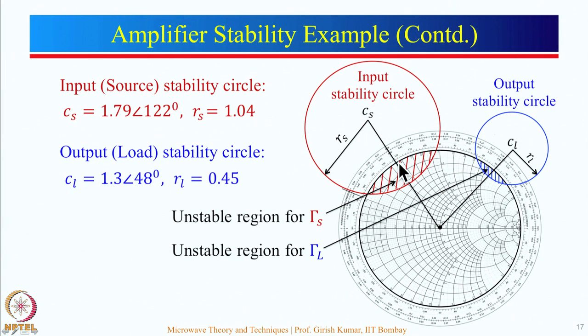So, it is always better, for the design of an oscillator, to take a point which is most unstable. This will be more clear when I discuss the oscillator design. But for an amplifier, please avoid this particular region and take a gamma S value which is as far as possible. Similarly, for gamma L, take values as far from this particular place over here.